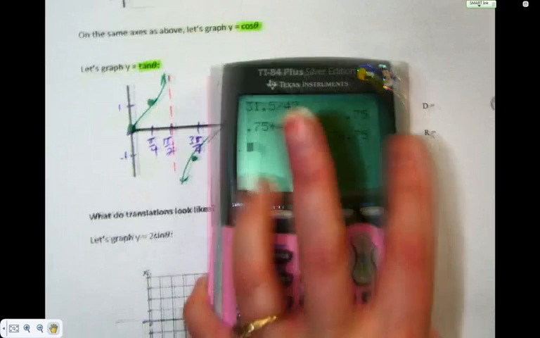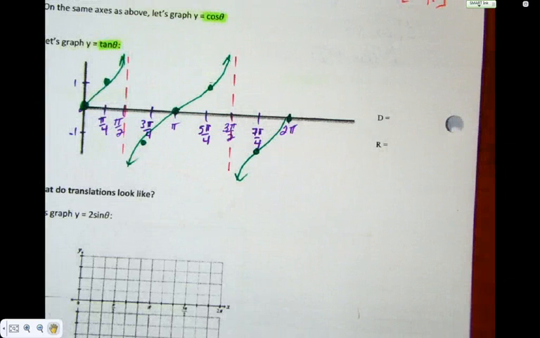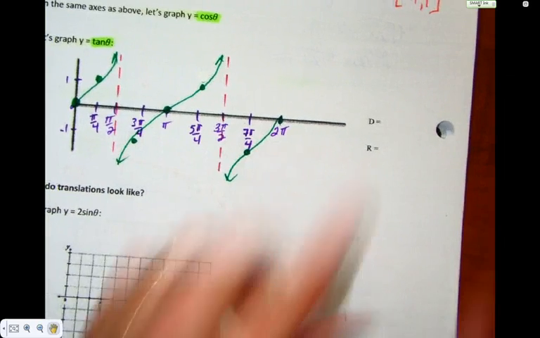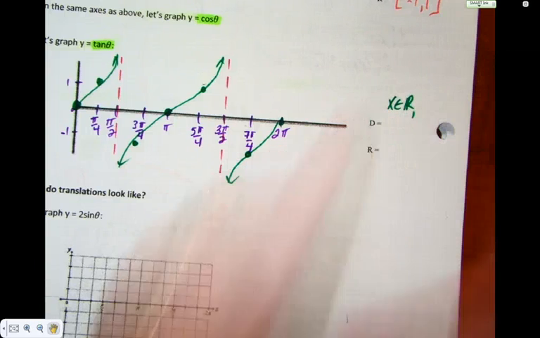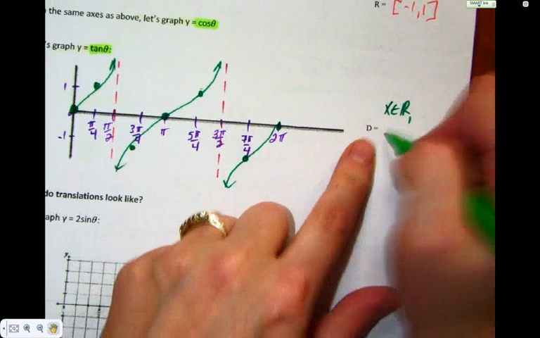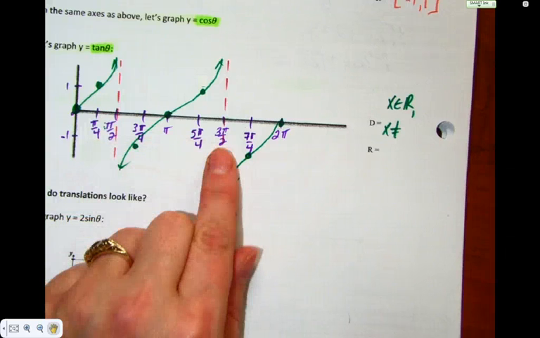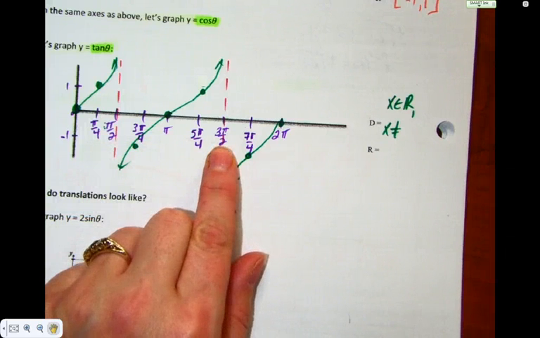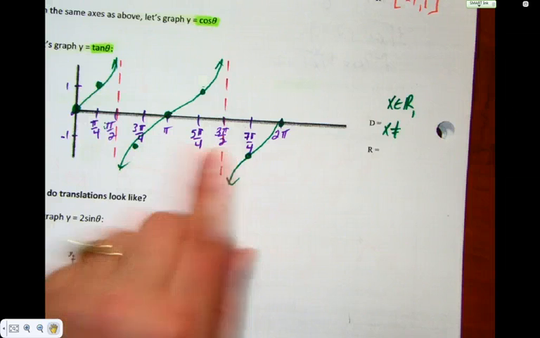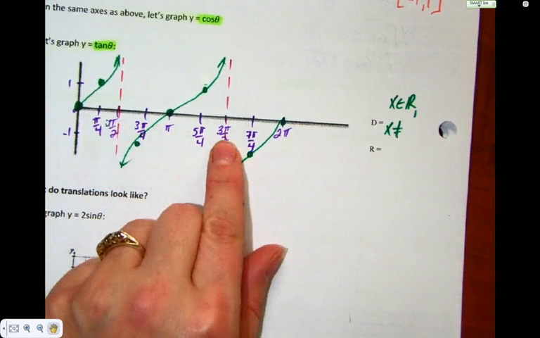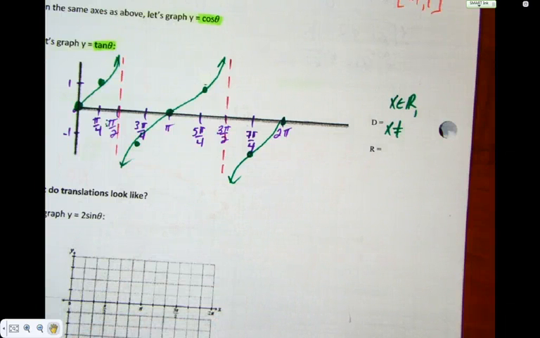Asymptotes. Domain. This is a funky domain. How do we deal with asymptotes when we have a domain? Well, I'm going to start by saying x is an element of the reals. But then I'm going to say x cannot be equal to... So I'm starting by saying x is everything except pi over 2. So that's like 1 pi over 2. And then 3 pi over 2. If I kept going, what would be the next asymptote? So I was at 1 pi over 2, 3 pi over 2. I'd hit 5 pi over 2, 7 pi over 2, 9, 11.